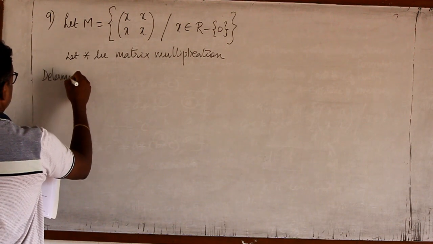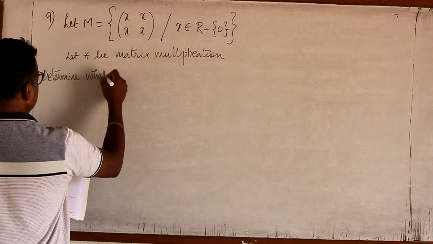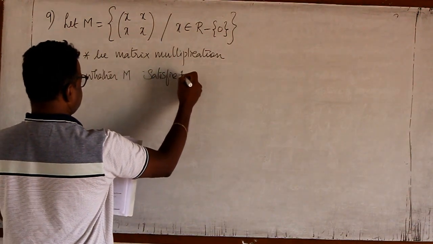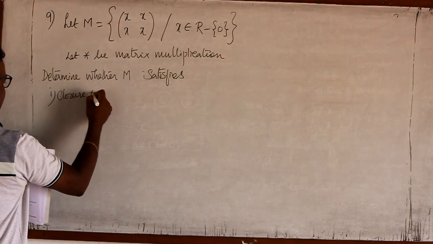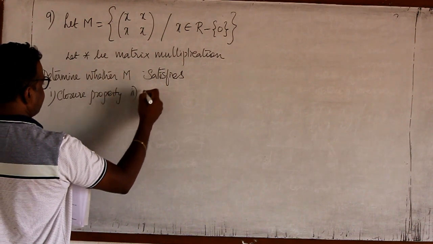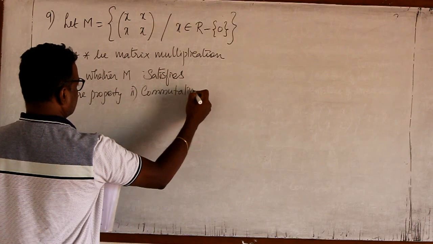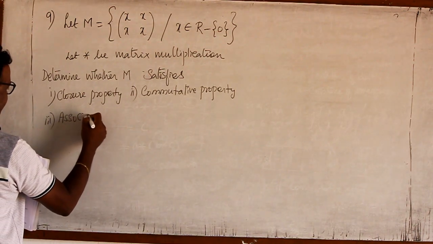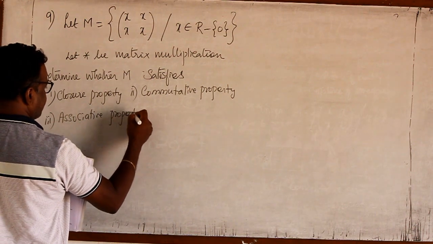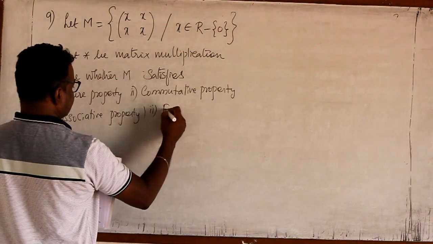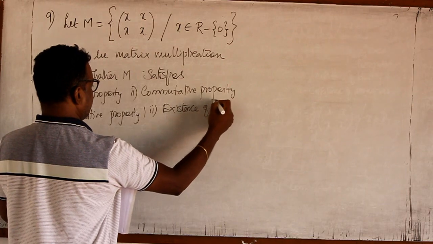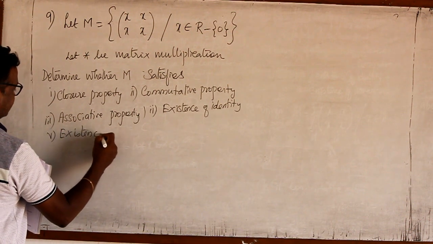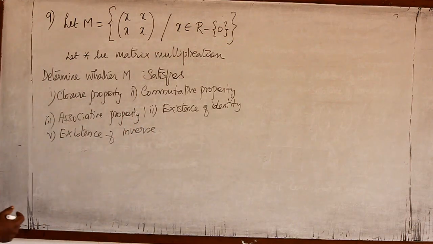Determine whether M is closed. M satisfies closure law, closure property, commutative property, associative property, existence of identity, and the fifth one, existence of inverse. Notice I am combining both the questions under 9.